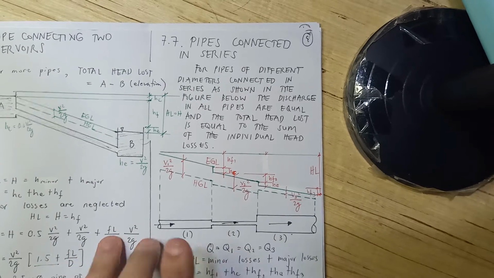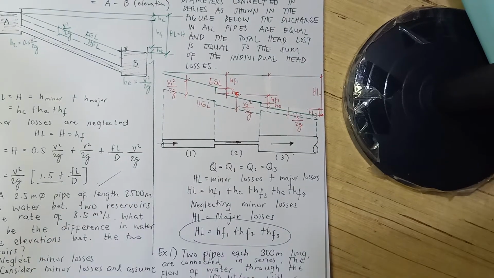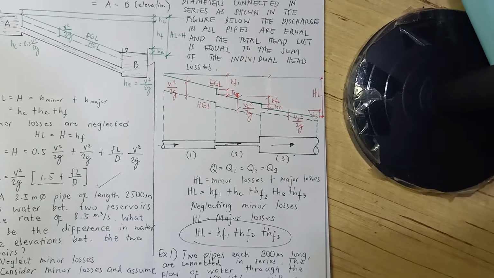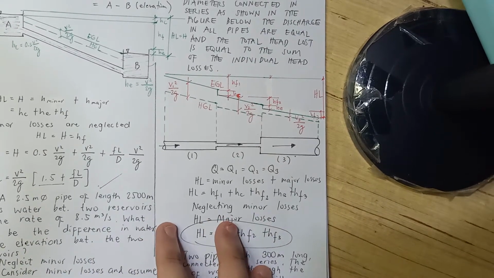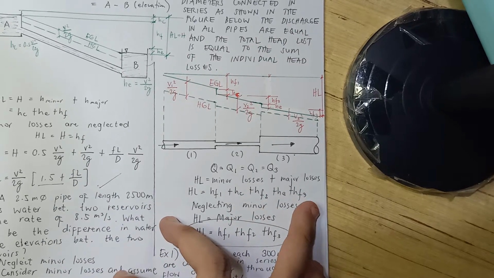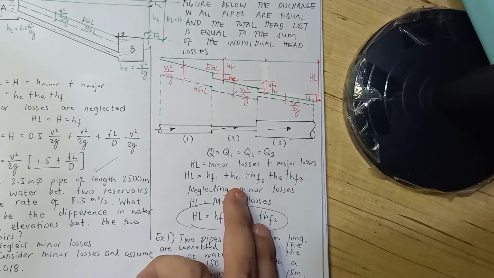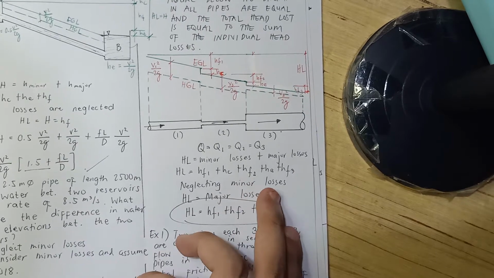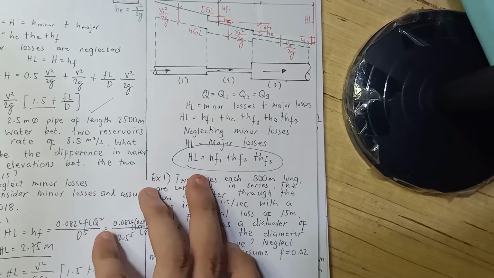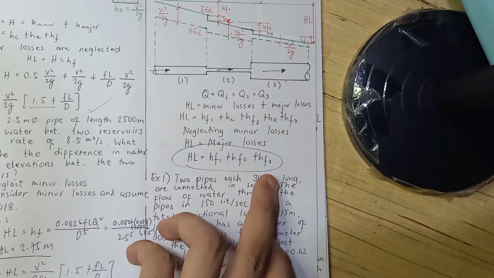So pipe 1, pipe 2, pipe 3, first pipe, second pipe, third pipe. All the discharges are equal, equivalent to each other. So Q equals Q sub 1 equals Q sub 2 equals Q sub 3. Minor losses plus major losses: HF1 plus HC plus HF2 plus HE plus HF3. Neglecting minor losses, we will have the major losses HF1 plus HF2 plus HF3.